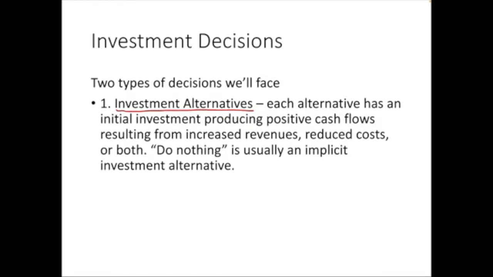So either it can make money or it can save money, but all of them, it will give you net positive cash flows on the diagram. And do nothing is usually an implicit investment alternative. So if you have two options, you need to spend different level of capital investment at the beginning, and then they both will give you some positive cash flows in the future timeline. Just keep in mind that do nothing is always one option out of that two.